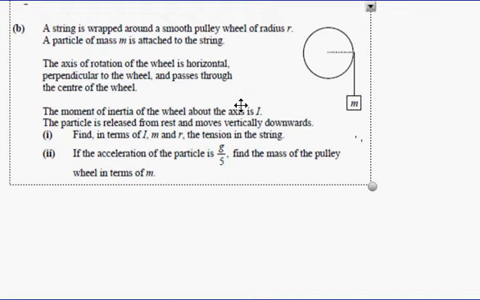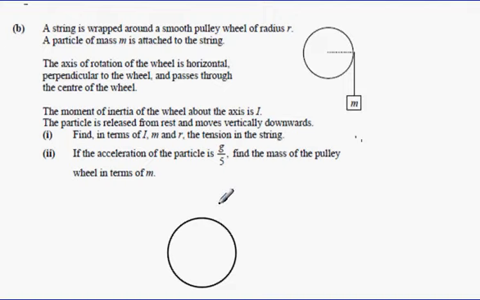So what does that basically mean? Basically it means we're just going around in a circle. It's not moving about its center. Okay, so that's handy enough to understand. Now, the moment of inertia about the axis is I. The particle is released from rest and moves vertically downwards. Find, in terms of I, m and r, the tension in the string.